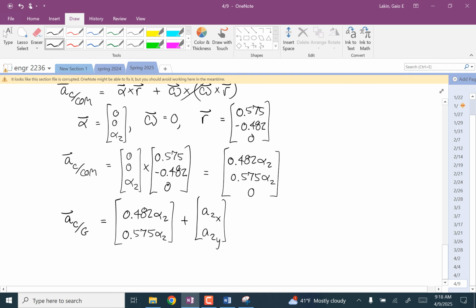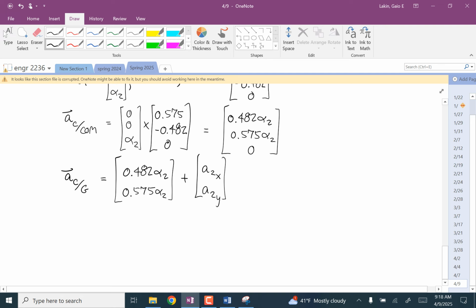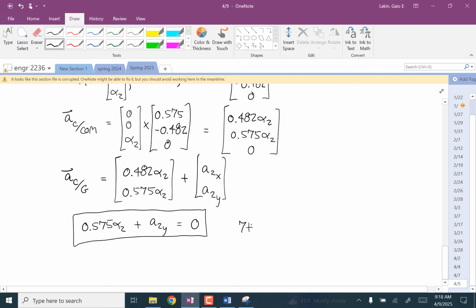Now for the constraint, we want to set the y component of this equal to 0. So our last equation says 0.575 alpha 2 plus a2y is equal to 0. And that's equation 7 star.